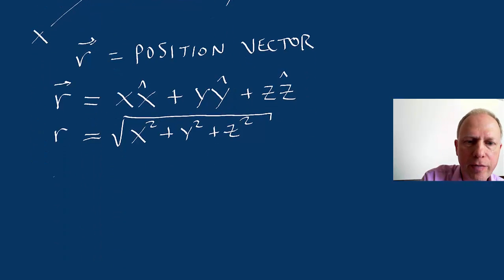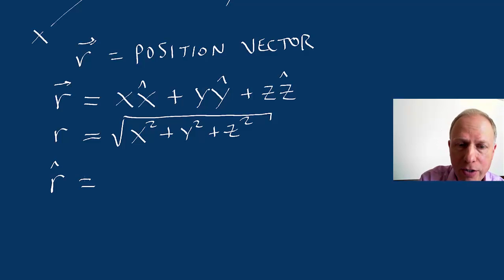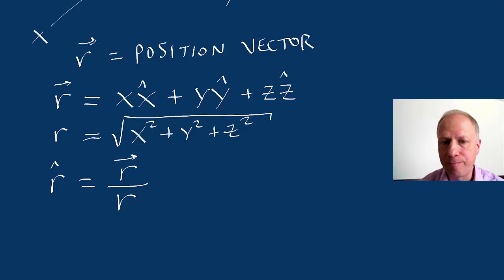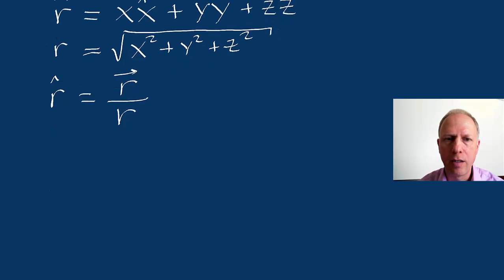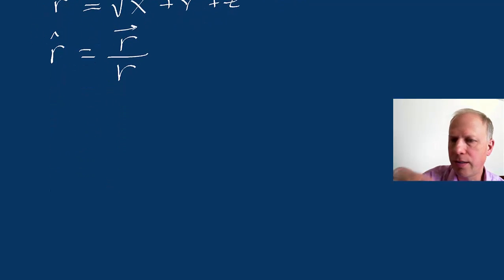And we could create a unit vector, r hat, which points in the direction of r, but has a magnitude of 1, by taking the vector r and dividing it by the magnitude of the vector r. That's basic stuff.